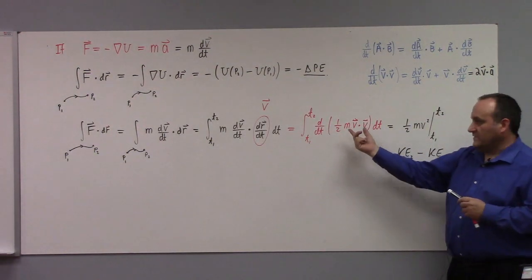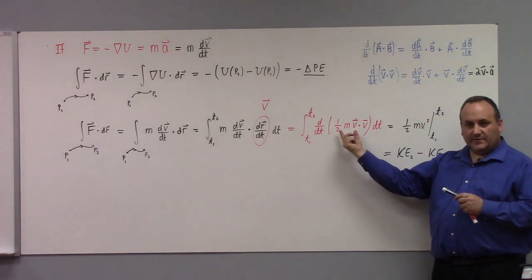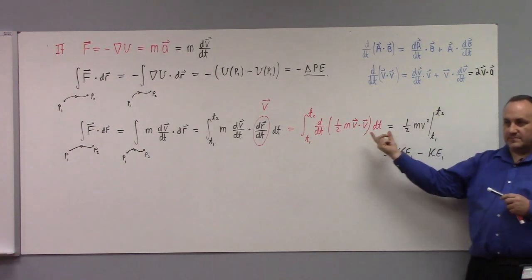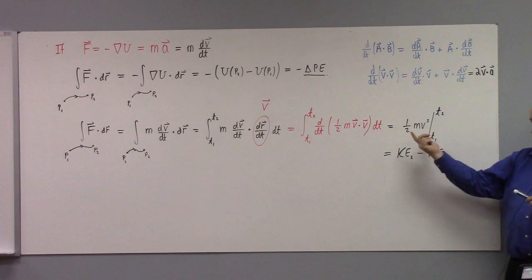I'm not losing any of you guys here, am I? Like v dot v is v squared, right? So this is 1/2 mv squared. Nothing much going on there.